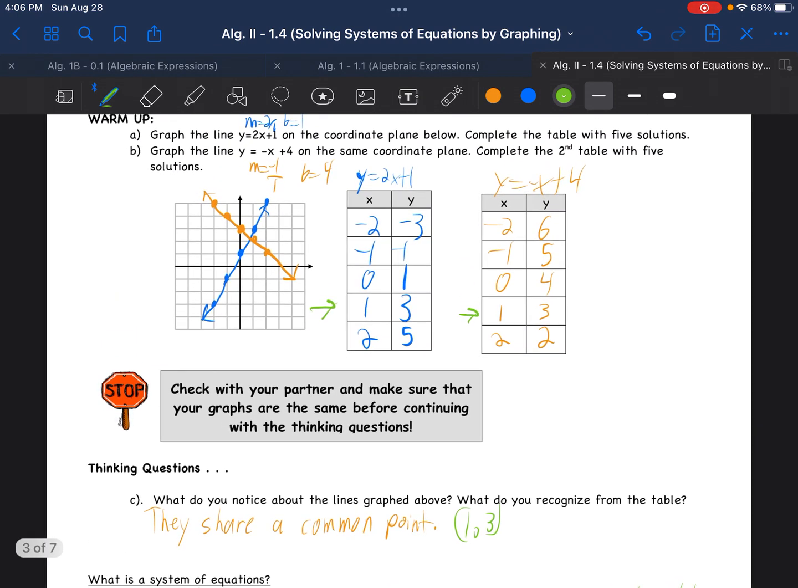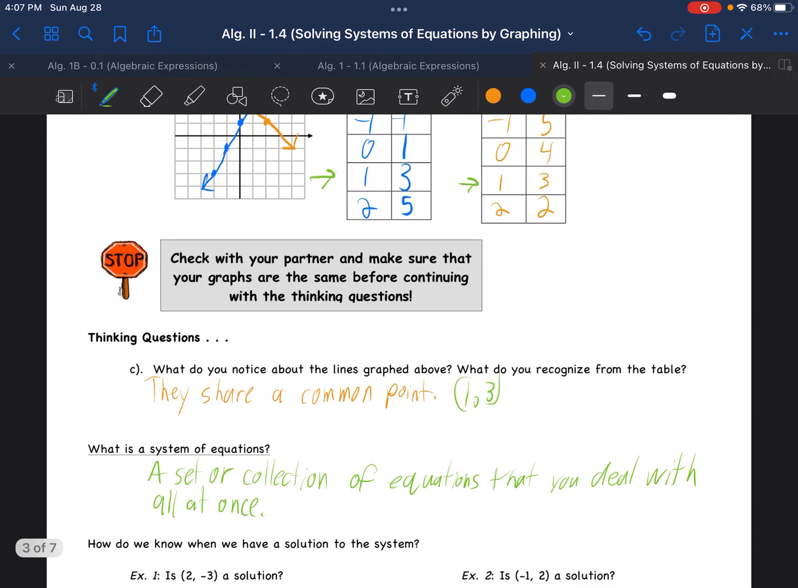That's what we had up above. We had two equations, y equals 2x plus 1 in the blue that we did first, and y equals negative x plus 4 in the orange that we did second. And we worked with them at the same time. That doesn't mean we graphed them at the same exact time, but we graphed them on the same graph together. So we did one, paused, did the other.